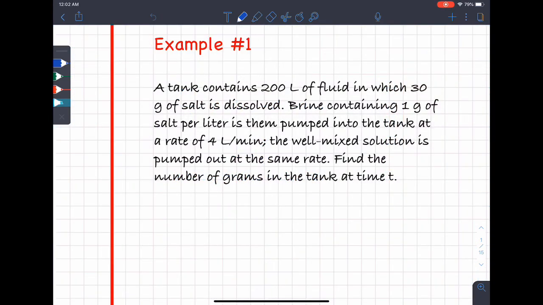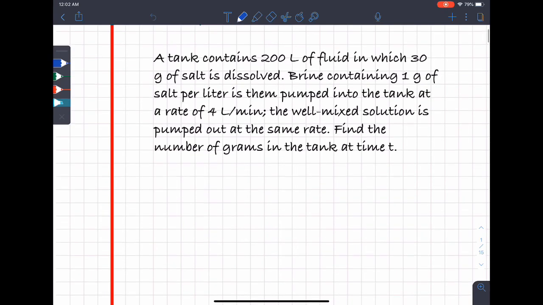To better understand the applications of first order differential equations in terms of a mixture problem, let's have our example number one. A tank contains 200 liters of fluid in which 30 grams of salt is dissolved. Brine containing 1 gram of salt per liter is then pumped into the tank at a rate of 4 liters per minute. The well mixed solution is pumped out at the same rate. Find the number of grams of salt in the tank at time t.